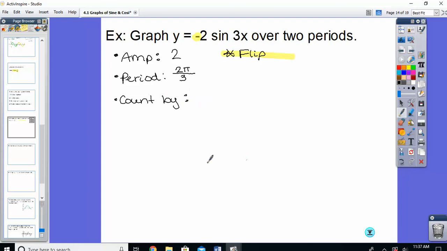To count by, I am going to take my period, the length of time, and I'm going to divide it by 4 for the 4 quadrants on our unit circle. And that will always be the case. So count by is just your period divided by 4. If you need to use a calculator, you're welcome to do so. Just don't put in the pi's. Or you can think of it as times 1 over 4. So we should get what? Pi over 6. That is actually all I'm going to need to draw my graph.